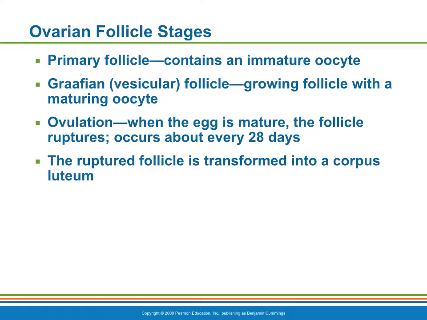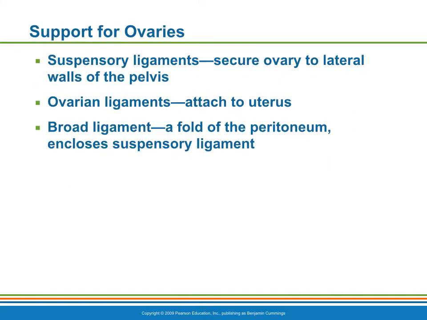Then we have ovulation. This occurs about every 28 days. Now this is an average of 28 days. Not every female ovulates at 28 days. The ruptured follicle is transformed into a corpus luteum, and we'll talk about what that does and how that helps with pregnancy a little bit later.